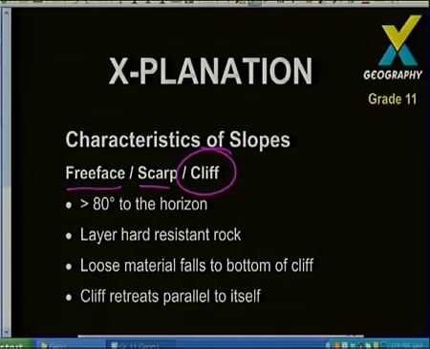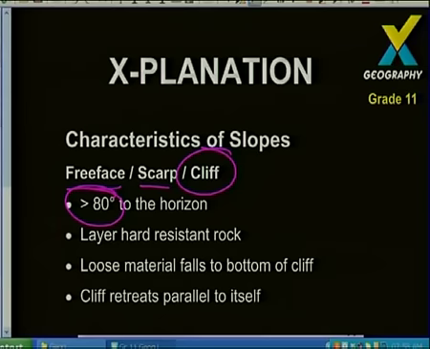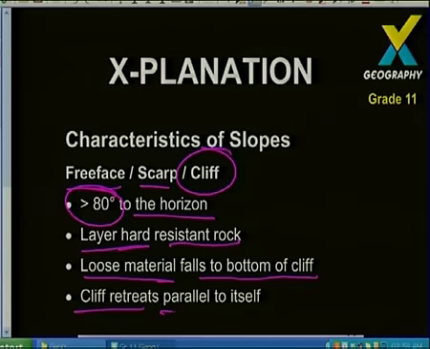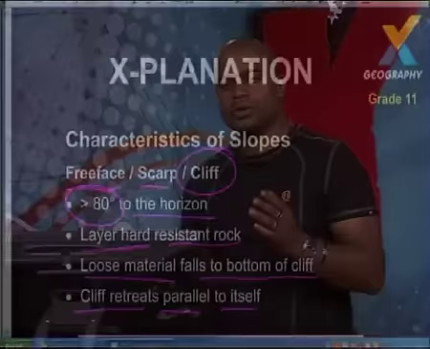Moving on to the next slope, the free face, scarp, or cliff slope. It is important for you to remember the different ways to describe this type of slope. It is firstly greater than 80 degrees to the horizon or horizontal. It has a hard layer of resistant rock. Loose material falls to the bottom of the cliff. The cliff retreats parallel to itself. So there's a lot of back wasting on the cliff.